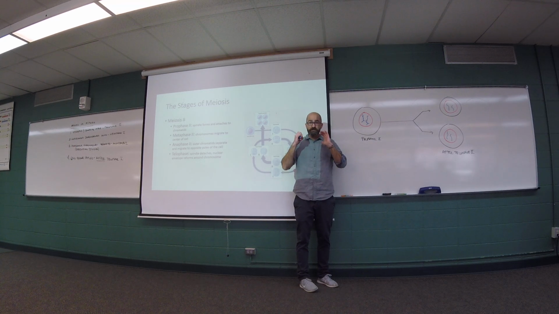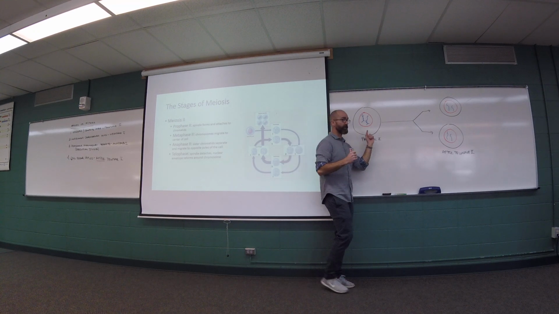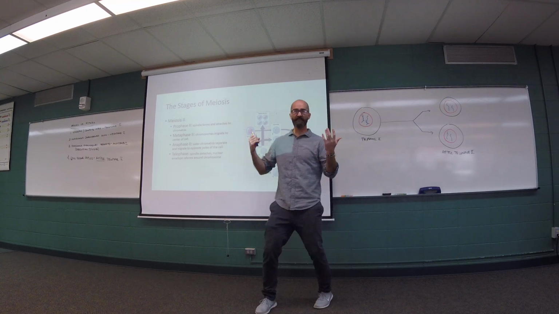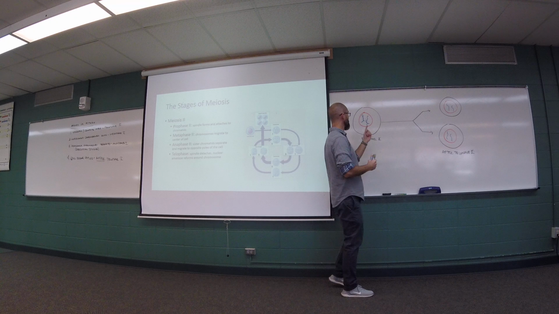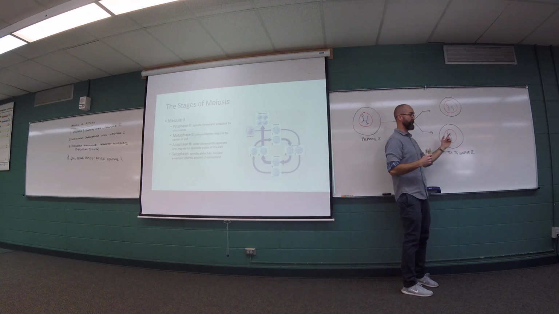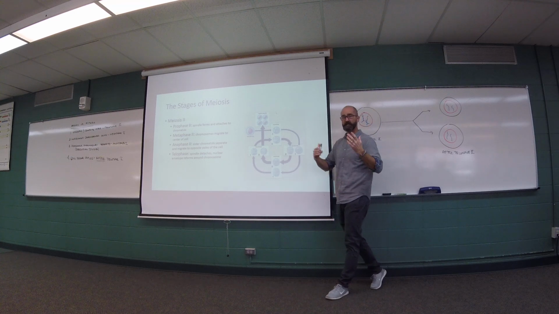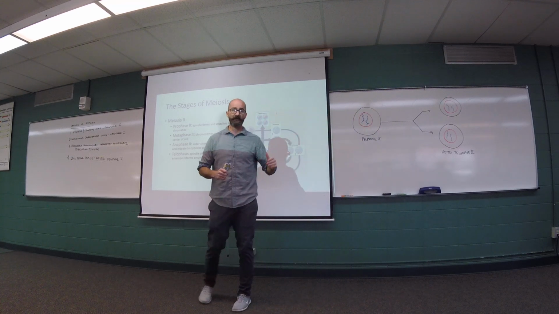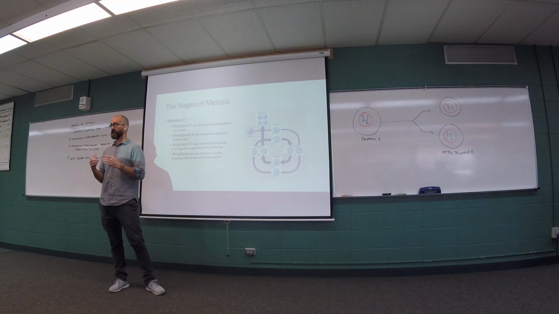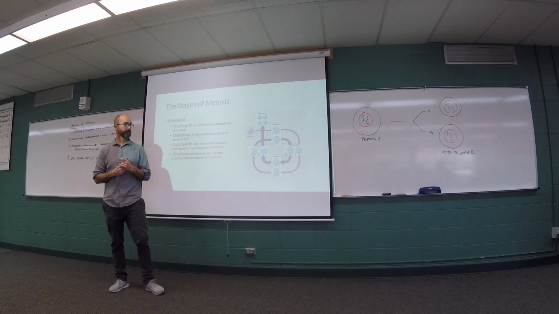So meiosis 2 is the same as mitosis. You end up with 2 daughter cells that have the same number of chromosomes. The difference, of course, is this one has 2 copies of all of the DNA, and this one only has 1 copy of all of the DNA. But that's okay, because those will go through the cell cycle, and their DNA will be replicated.